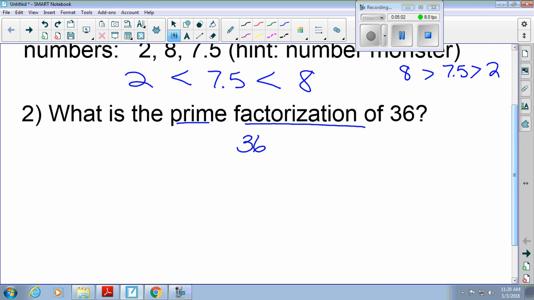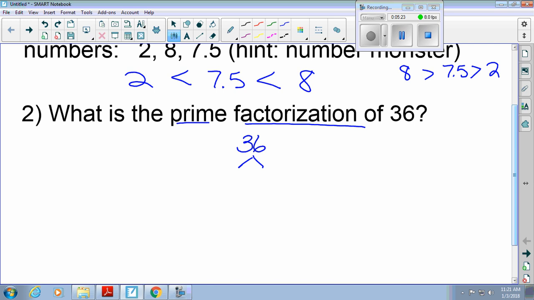So we need to think of numbers that we can multiply to get 36. Those would be factors of 36. So we have a few different options here. Everybody in your head think of something that multiplies to get 36, okay? We're avoiding the ones with 1 in prime factorization, all right? Because every number has a factor of 1. So we're looking for anything besides that, all right?